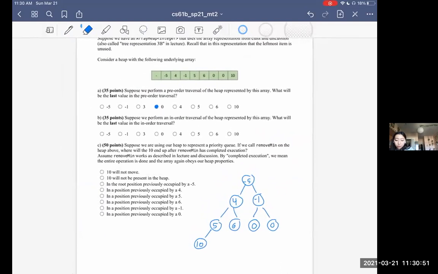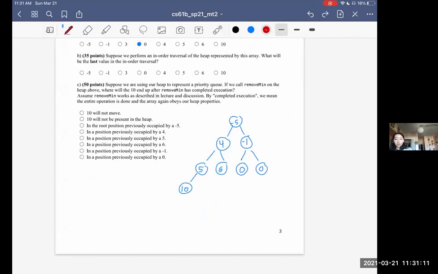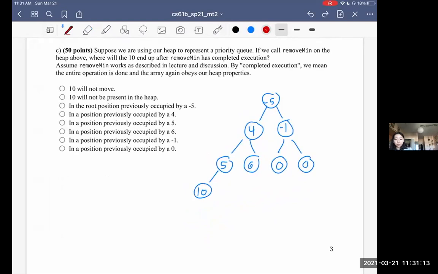And so now we want to know, what if we do an in-order traversal of the heap represented by this array? What will be the last value in the in-order traversal? And so we're going to go ahead and do this whole hack again, except this time we're going to notice that for in-order traversal, we mark a node when we pass by the underside of that node or vertex. And just to be clear, if this is the vertex and it's got a little smiley face, we say the underside, we just mark it when we're passing right under there.